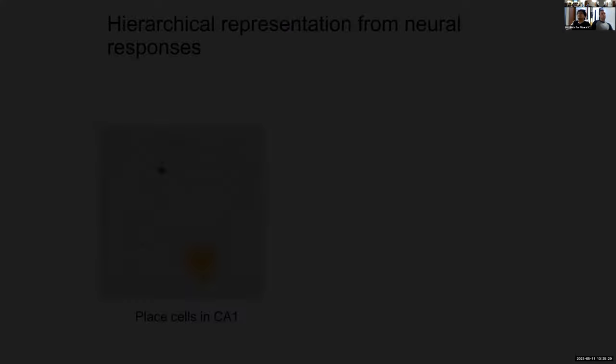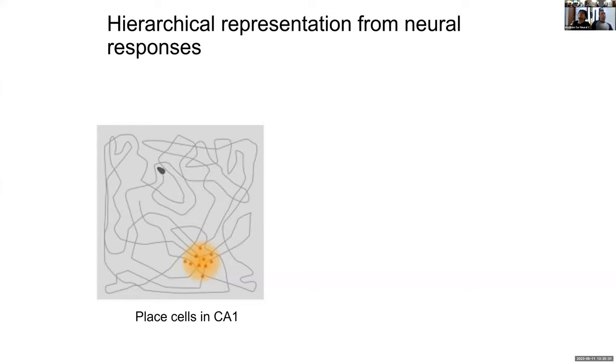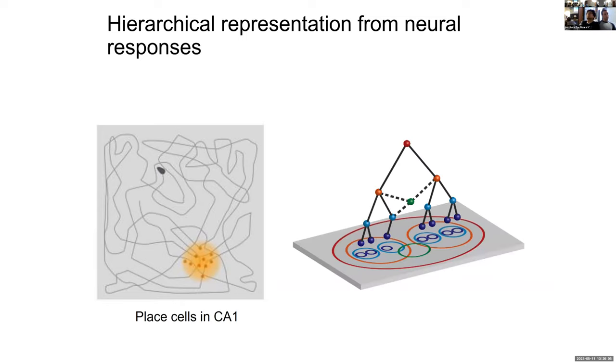Let's see. So now neural representation. I think most of you know this, it's just a refresher, that we will be talking about place cells in the CA1 region. As a rat is running around, its neuron has a preferred place where it fires. And actually, this neuron can have multiple place fields, so they don't have to be continuous, but that's okay, because the analysis will not be based on place fields, but the intuition can be based on place fields.